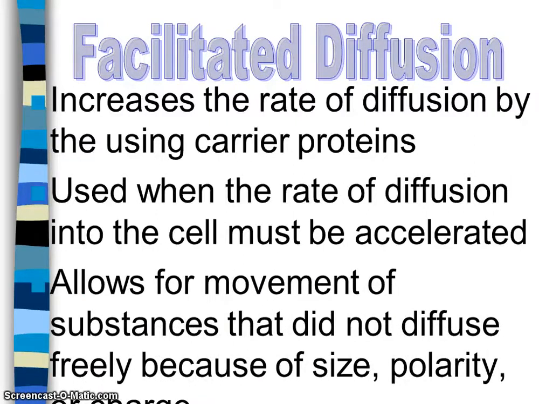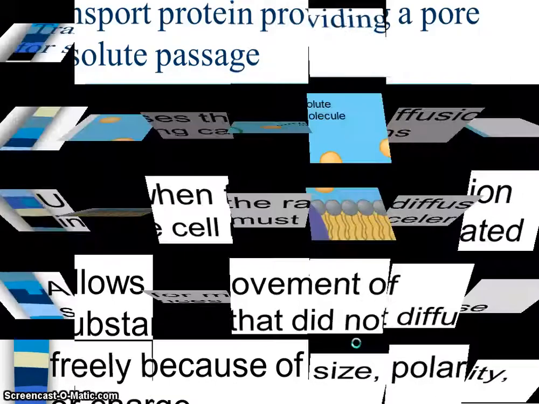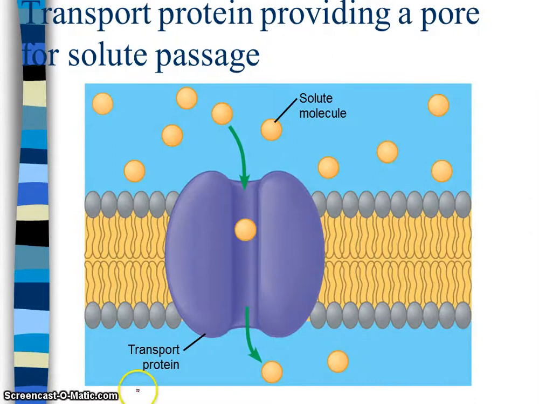And also, it's going to help in the ones that have a little bit of a bigger size or their charge is a little different. So it's going to allow them to go through the carrier proteins to help them get into the cell. And this is just showing you the carrier protein. It kind of looks like a hot dog bun, and things will pass through.